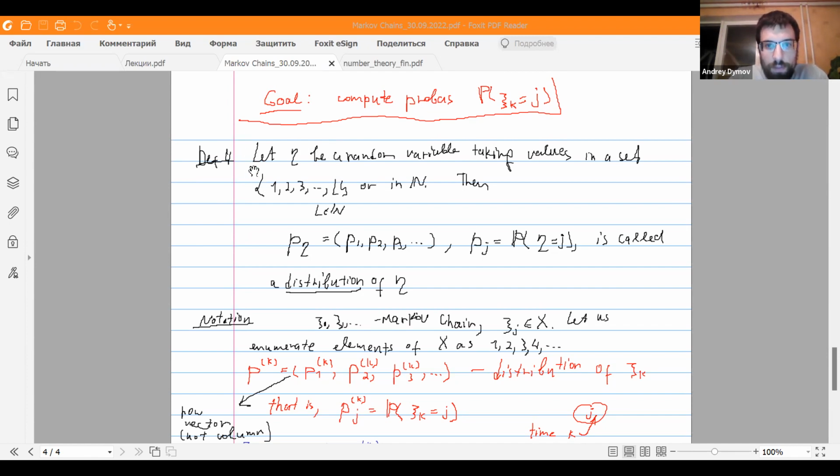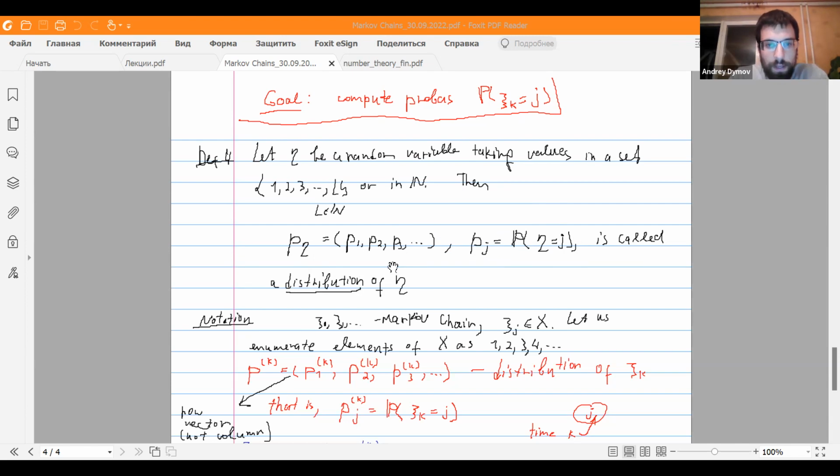So let me recall the following definition: if you have a random variable eta which takes natural values, then by p eta we denote the vector of such form, where component number j of this vector is just the probability that eta equals j, and such a vector is called the distribution of the random variable eta.